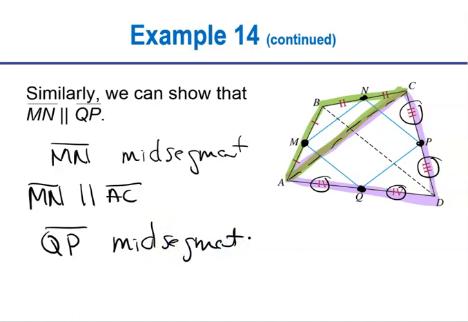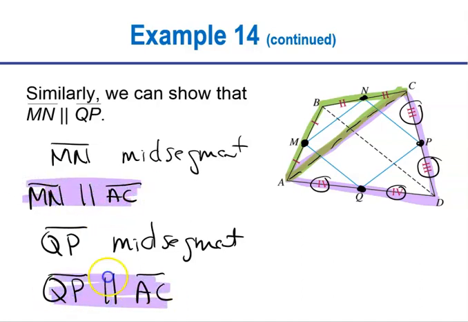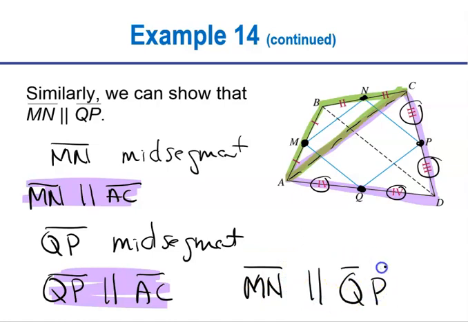Well, how does that help out at all? Well, if QP is a mid-segment, then we can say that our mid-segment, QP, is parallel to the base of our triangle, which is AC. Now, if we go back and look at what we have here, we know that MN is parallel to AC and QP is parallel to AC. Well, the final outcome here is that MN is also parallel to QP. So now our mid-segments are parallel to each other.